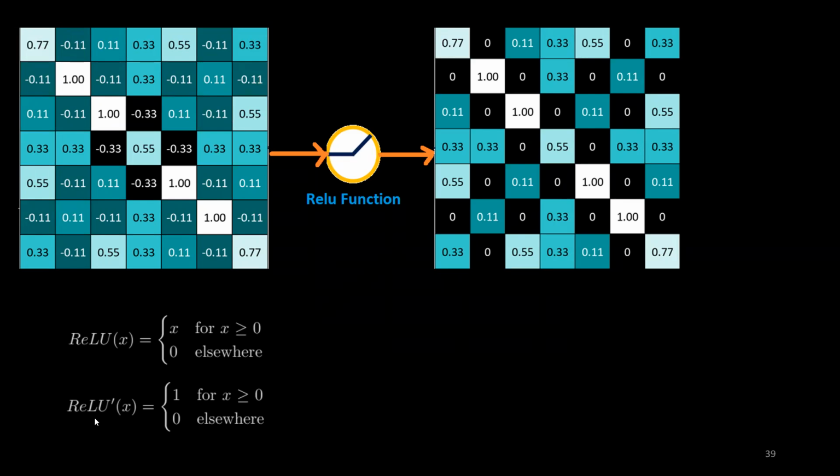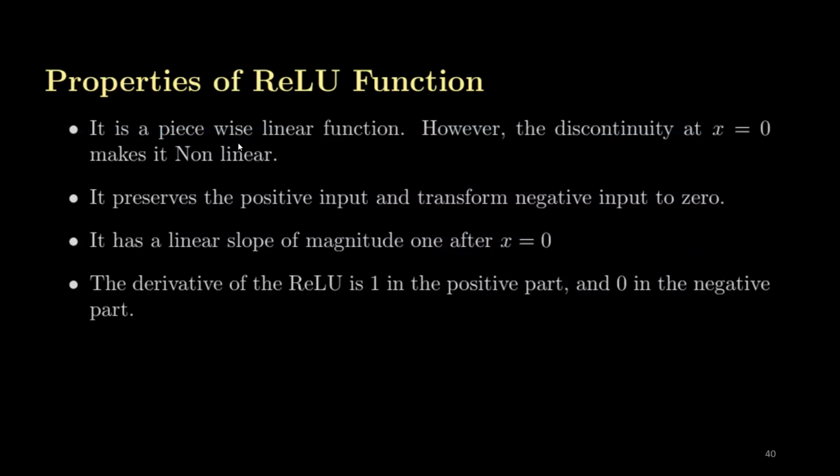The other advantage is that the derivative of the ReLU function is 1 for all the positive values. It means it is better than the sigmoid function and the hyperbolic tangent function because its derivative is 1 for all the positive values of x. In that case, there is very little chance of a vanishing gradient. Due to this reason, these days, the ReLU function is the most commonly used function in neural networks. So these are the properties of a ReLU function.